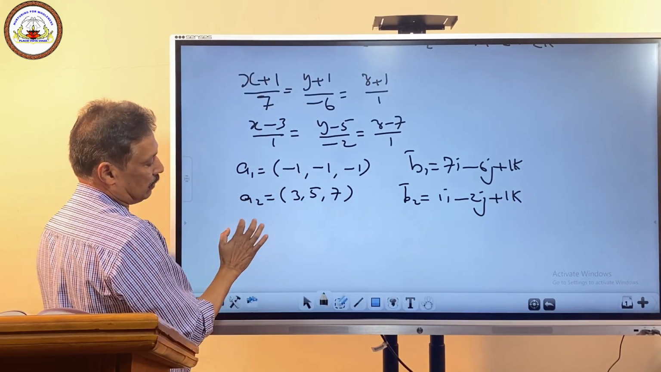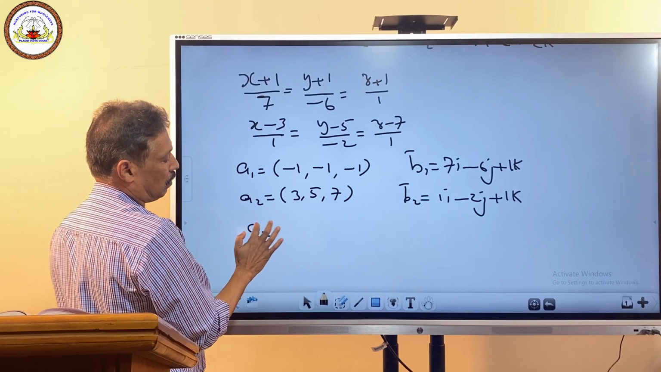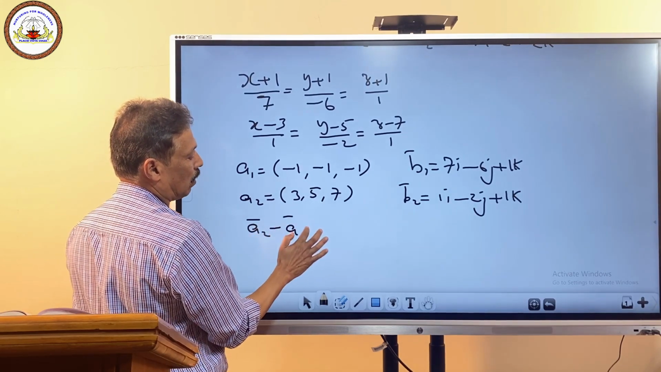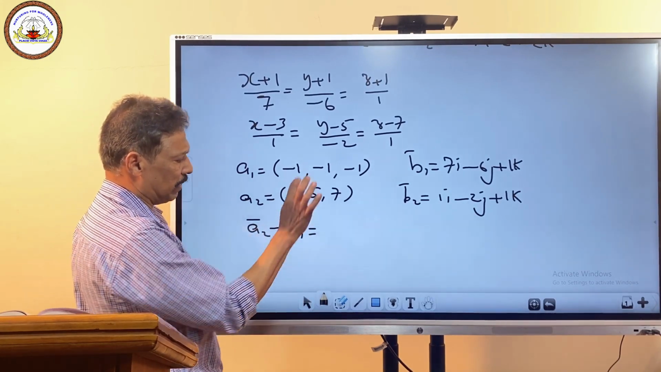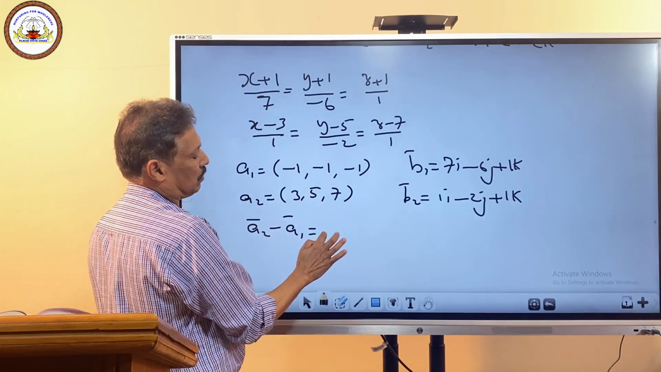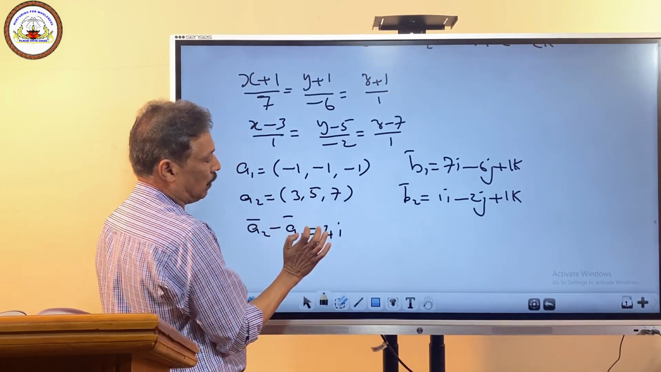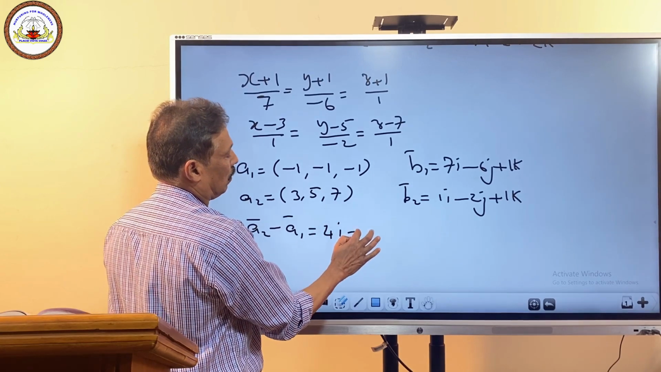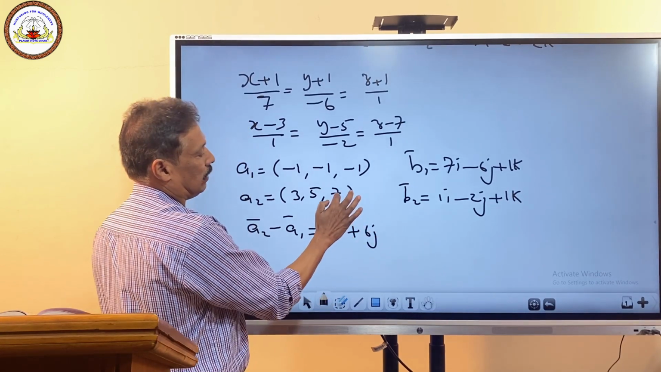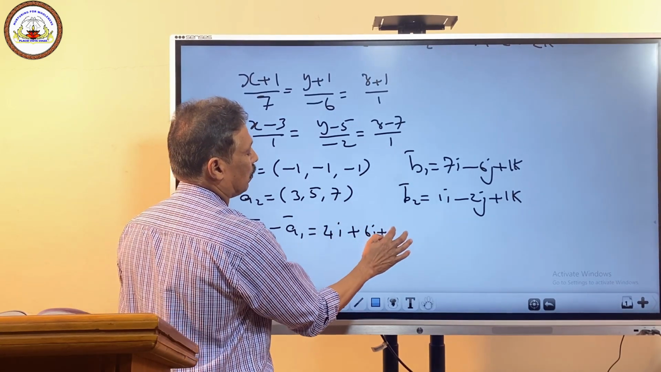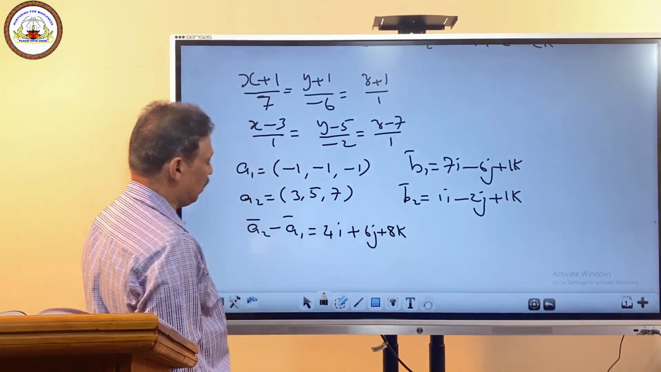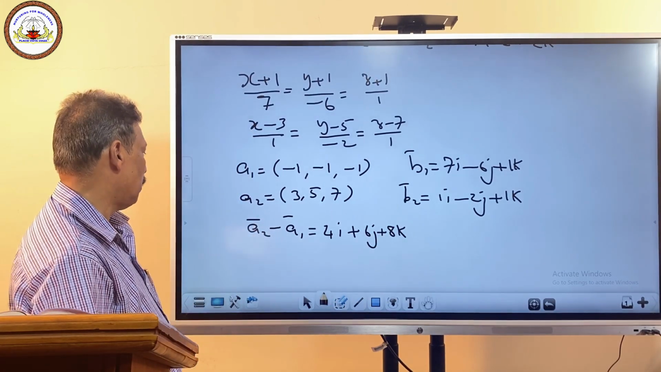First we find A2 minus A1. So A2 bar minus A1 bar equal to, subtracting 3 minus minus 1, that is 4i, 5 minus minus 1, that is 6j, then 7 minus minus 1, therefore 8k. That is A2 bar minus A1 bar.